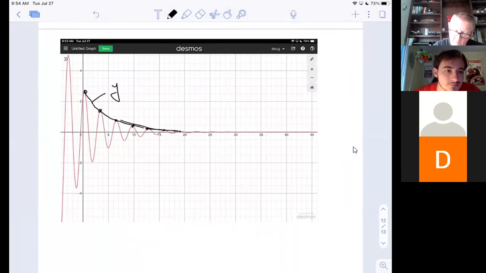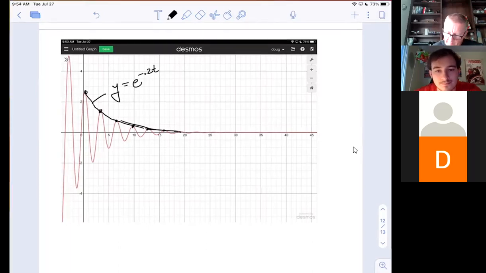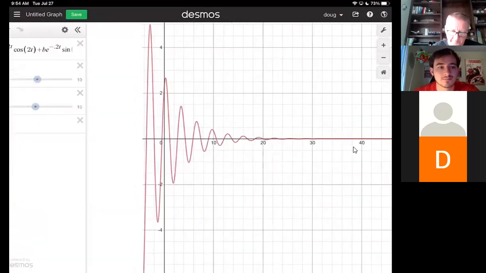Like that's the y equals e to the negative 0.2t right there that was in the problem. And if I graph that along with it, that's exactly what you would see if I remember right. I'm not sure if I remember right. Let's go back and do it.